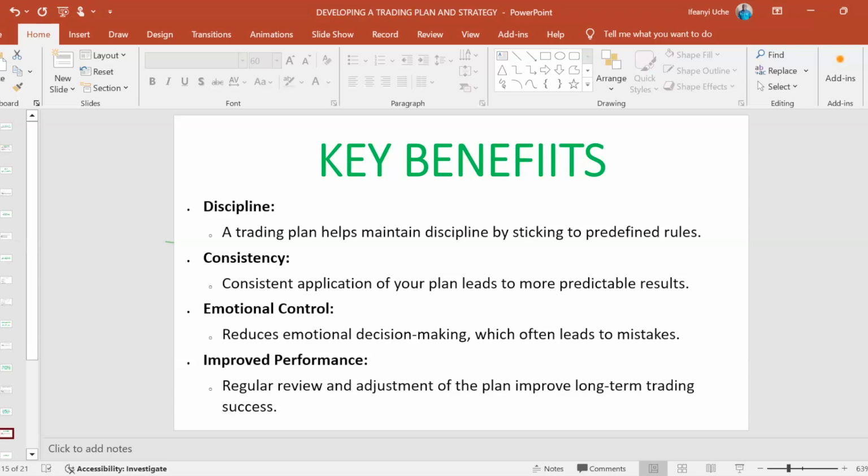As you continue to implement or apply your plan, guess what? It begins to help you to be able to predict your results. And that will connect to the next one, emotional control, because when you have a plan and you stick to it, you are consistent with it, you are disciplined in sticking to the predefined rules, and you are consistent in using and applying them, it will reduce emotional decision making. What is emotional decision making?